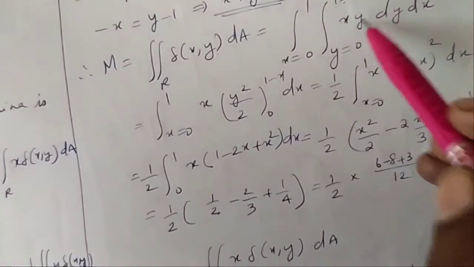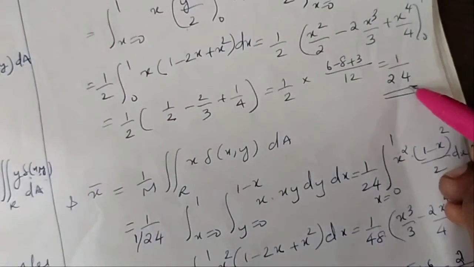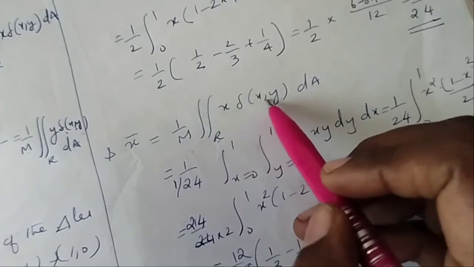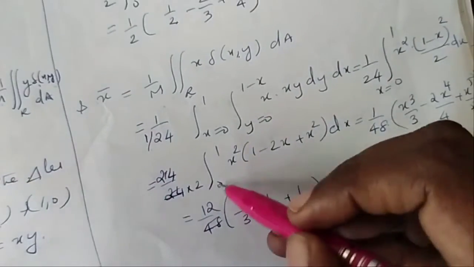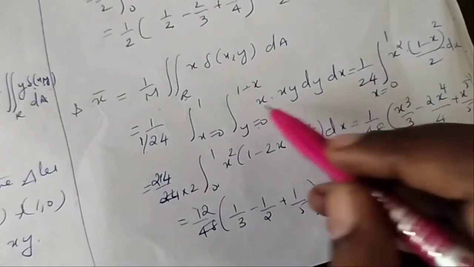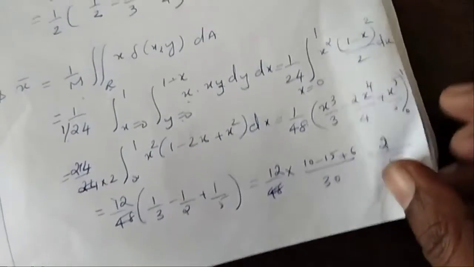First of all, integrating with respect to y, y square by 2, substituting the limits, we get 1 by 24. And x bar is 1 by m double integral over R of x into delta of xy. So 1 by m is 24. Limits are also the same, x from 0 to 1, y from 0 to 1 minus x, x into xy. So simplifying, you get 2 by 5.